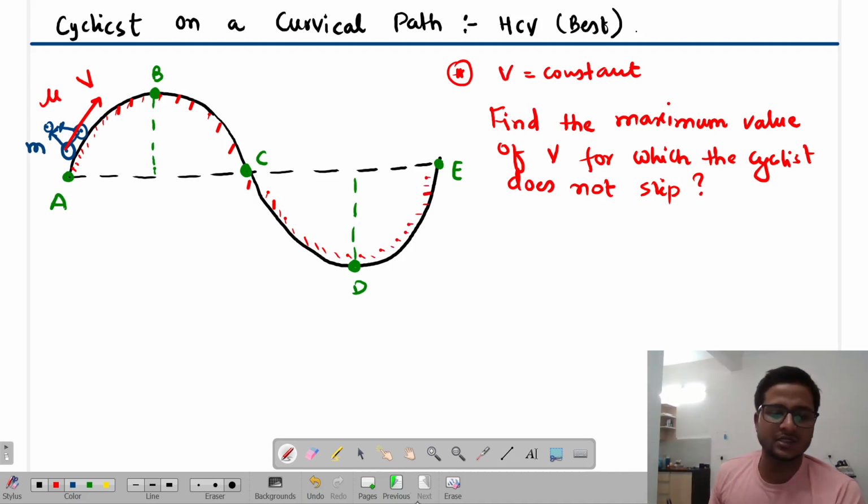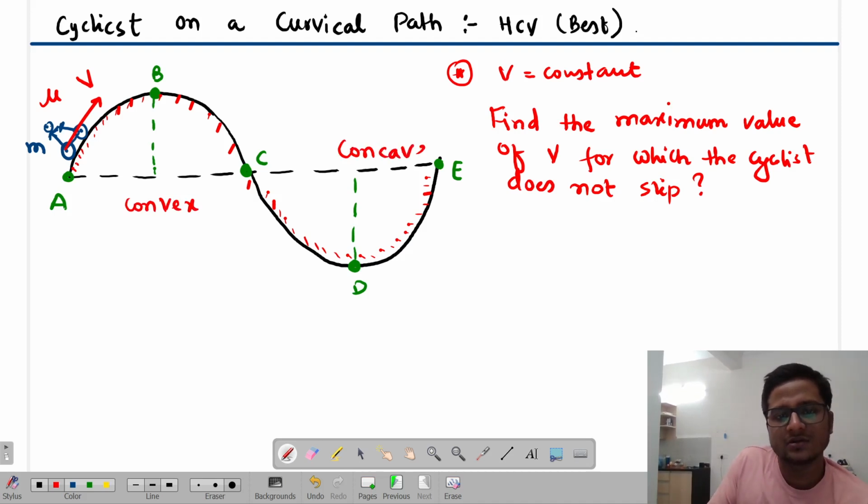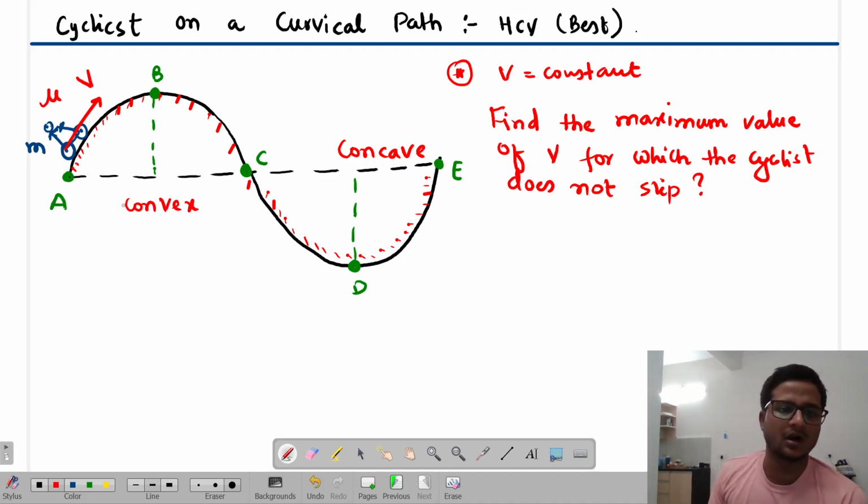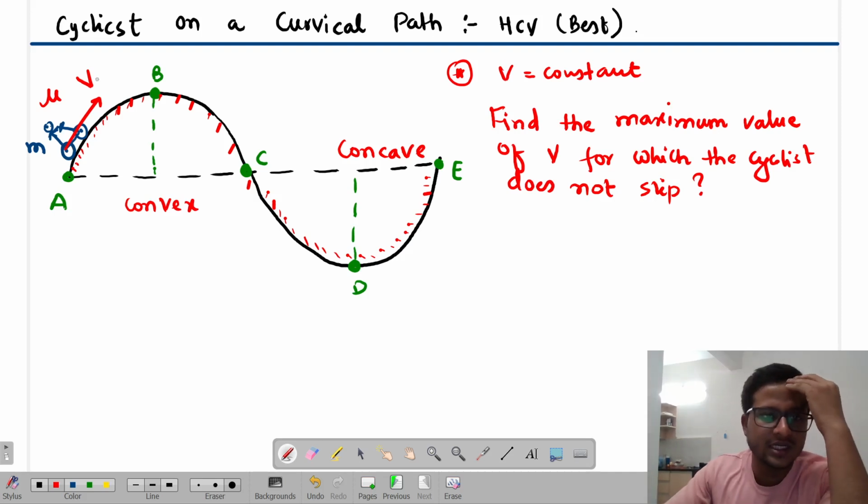So right now we discussed there are two kinds of surfaces, concave and convex. What we did, we combined both the surfaces. There is an ABC part which is a convex part, and then there is a CDE part which is a concave part. A cyclist starts to move from point A, and throughout this whole path it tries to maintain its velocity as constant. Are you able to get me or not?